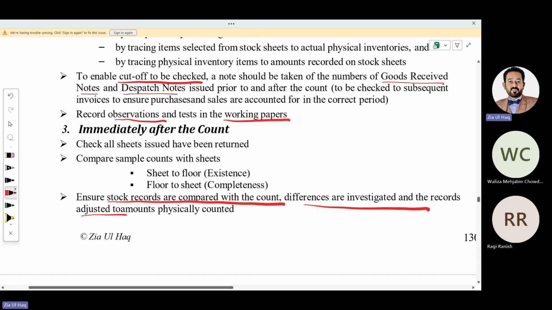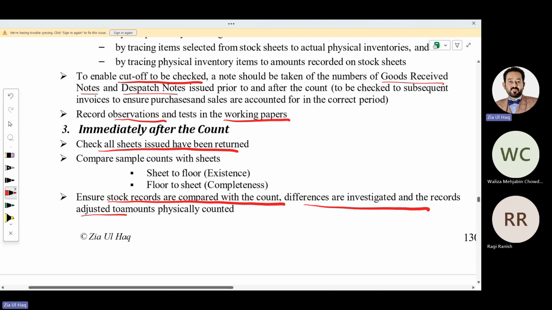So after count, we need to make sure that if there are any differences between count sheets and the PIR, the PIR must be adjusted. We need to make sure all the sheets issued for count have been returned, because if any sheet is missing, this means count is missing.